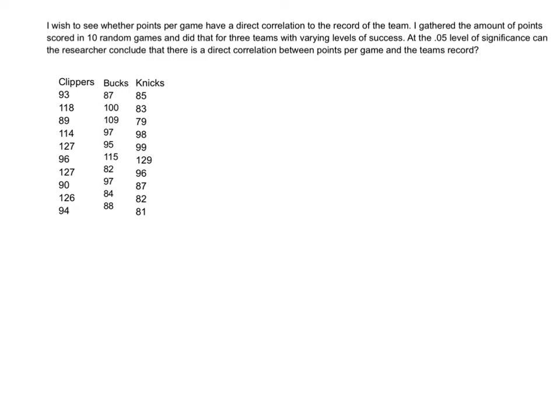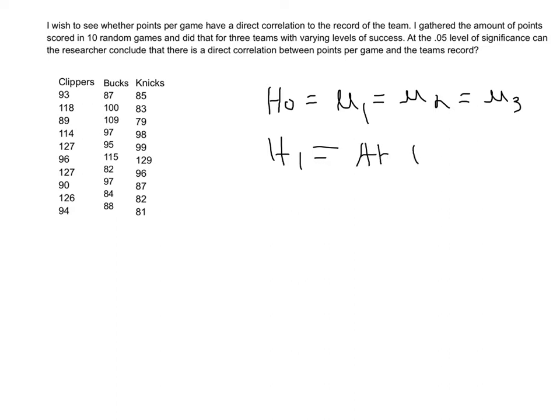Alright, so with this problem, you first start with the null hypothesis, which is H naught: mu 1 is equal to mu 2 equal to mu 3. Then you go down and you do H1: at least one of the means differs.